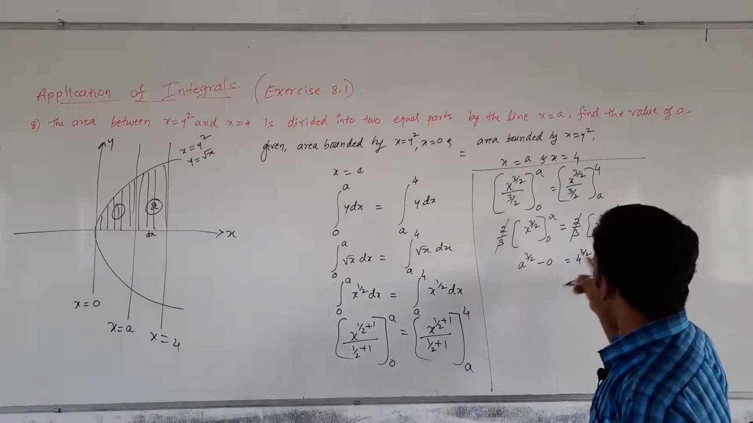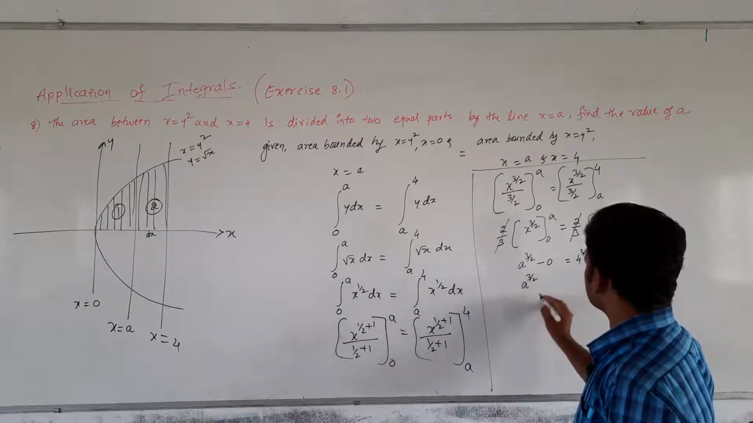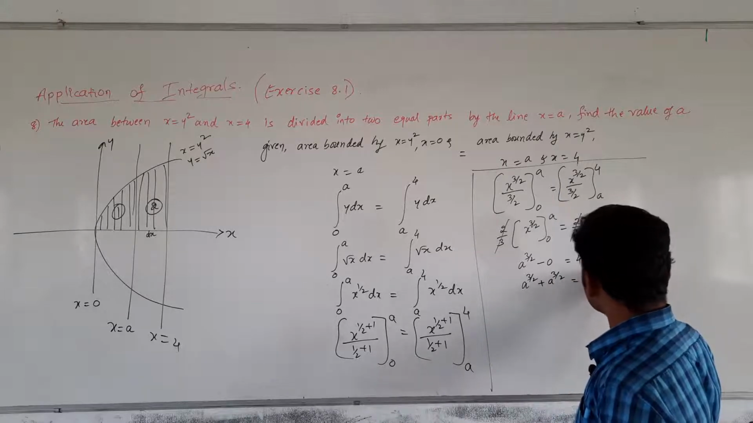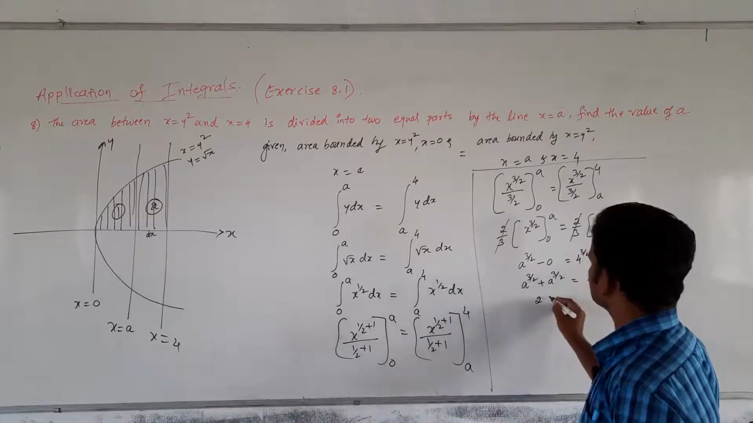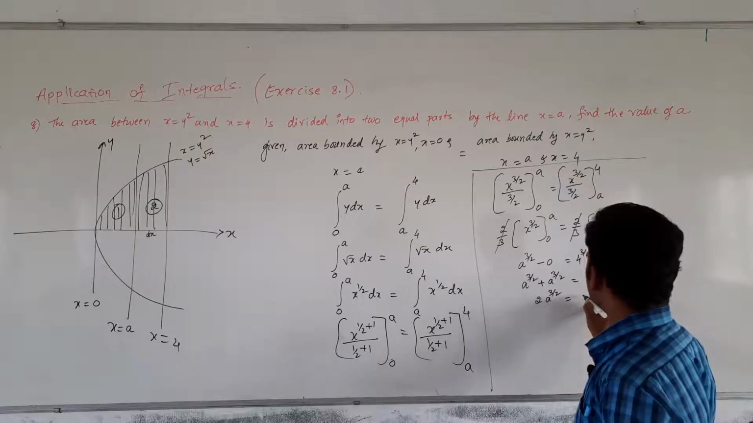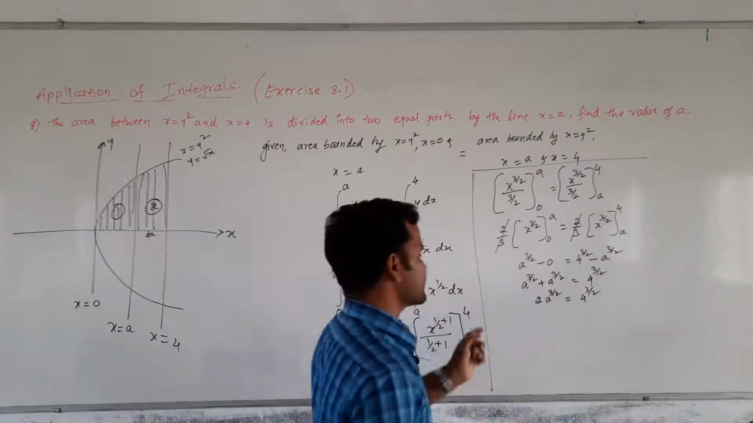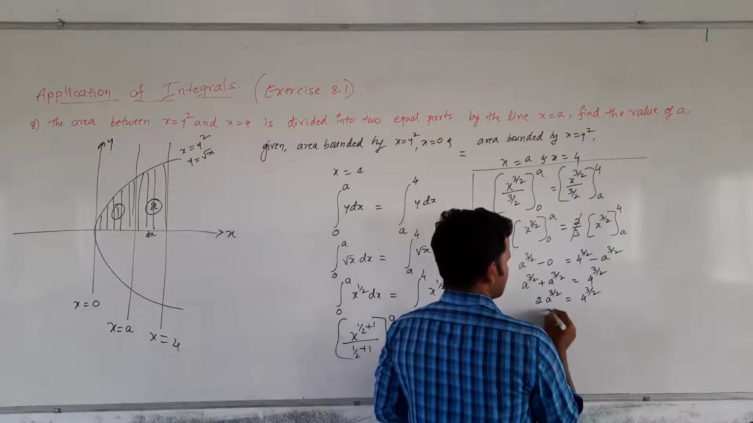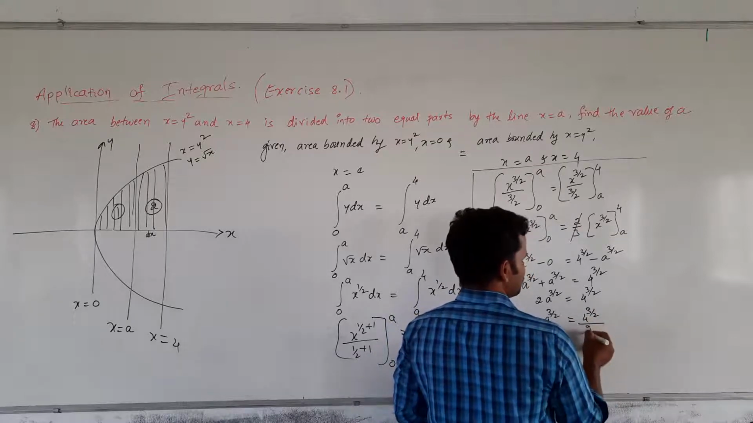Here this a raised to 3 by 2 you take to the left hand side, this becomes a raised to 3 by 2 plus a raised to 3 by 2, which is equal to 4 raised to 3 by 2. A raised to 3 by 2 plus a raised to 3 by 2 is 2 into a raised to 3 by 2, which is equal to 4 raised to 3 by 2. Take 2 to the right hand side. This is a raised to 3 by 2, which is equal to 4 raised to 3 by 2 divided by 2.